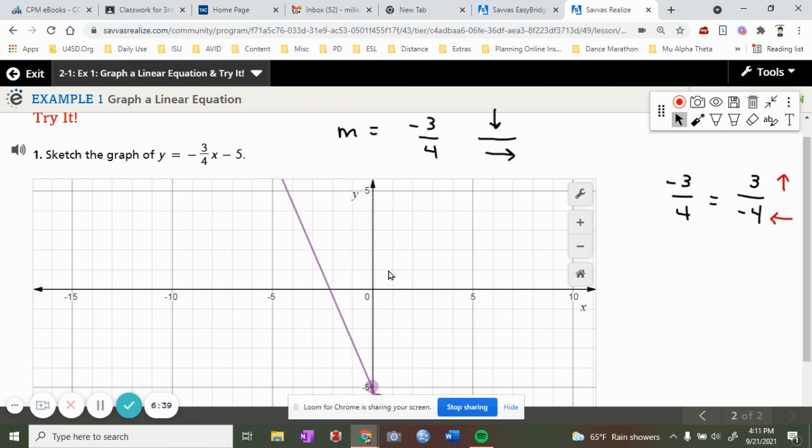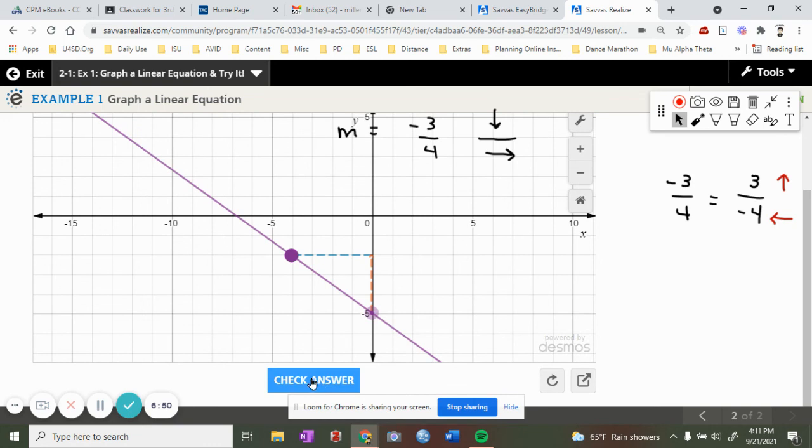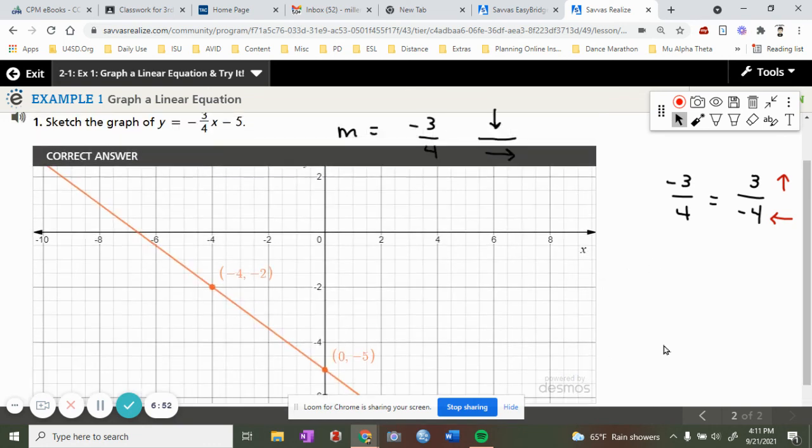So I'm going to come down here. I'm going to go up 3, 1, 2, 3, and then over 4. And that should get me my graph. Yep. Okay.